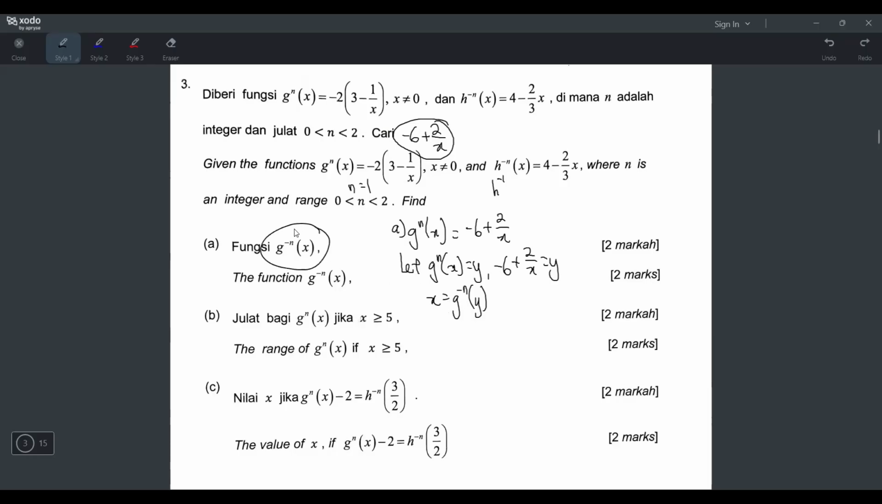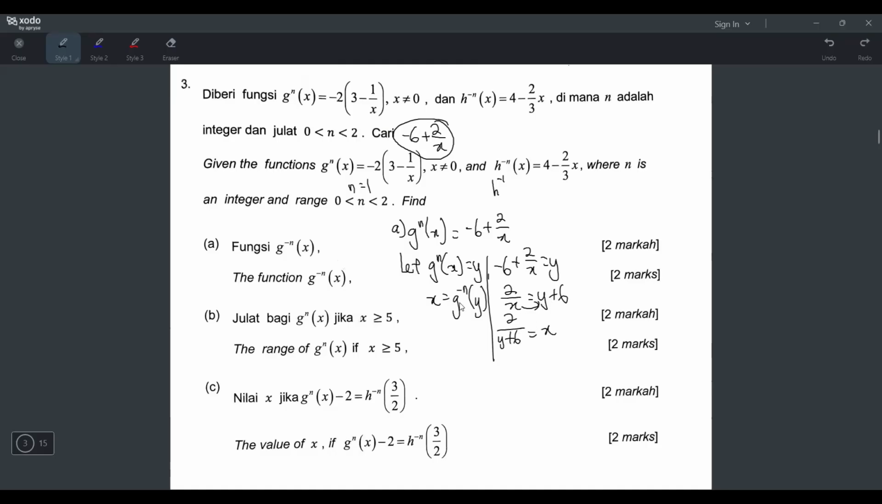It means x is your answer, right? So what I have to do now is find x from here also. Then only I can replace the x with g^(-n)(y), and then I can get my final answer already. Okay, so I need to find x now. So how I do it is I will move the 6. So 2 over x equals y plus 6. And then this x you can move up to become multiply, and the y plus 6 you can move down to become divide, like this. It means they both just switch place. Okay, so now I get my x already.